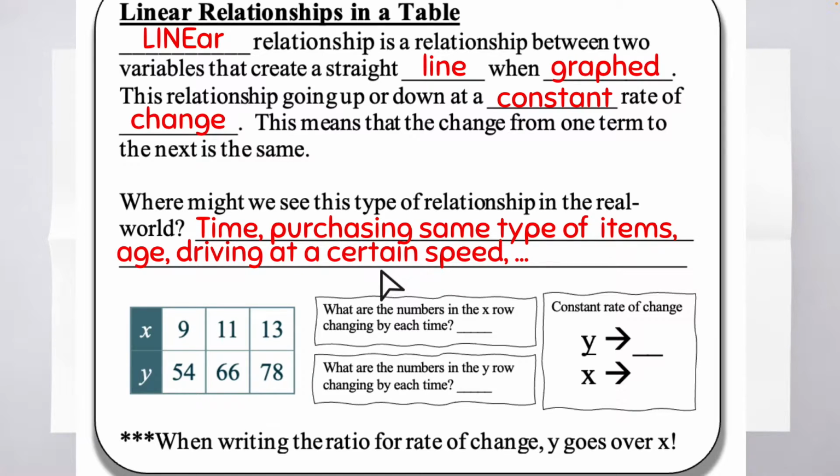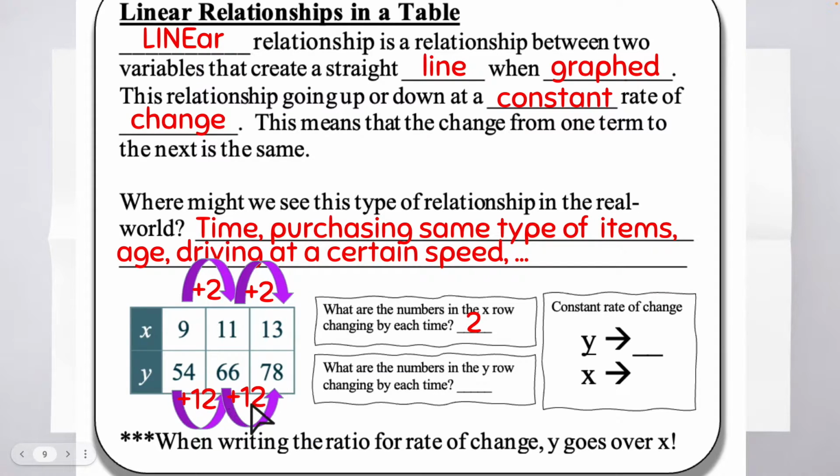So now what we're going to do, when we're given a table, is evaluate what the changes in the X row are, or what the numbers in the X row are changing by each time. When I jump from 9 to 11, that went up by 2. 11 to 13, that went up by 2. So the rate of change for X is 2. So what are the changes in the Y row? Going from 54 to 66, that's 12. And then 66 to 78, that's another 12. So I'm going up by 12 each time here.